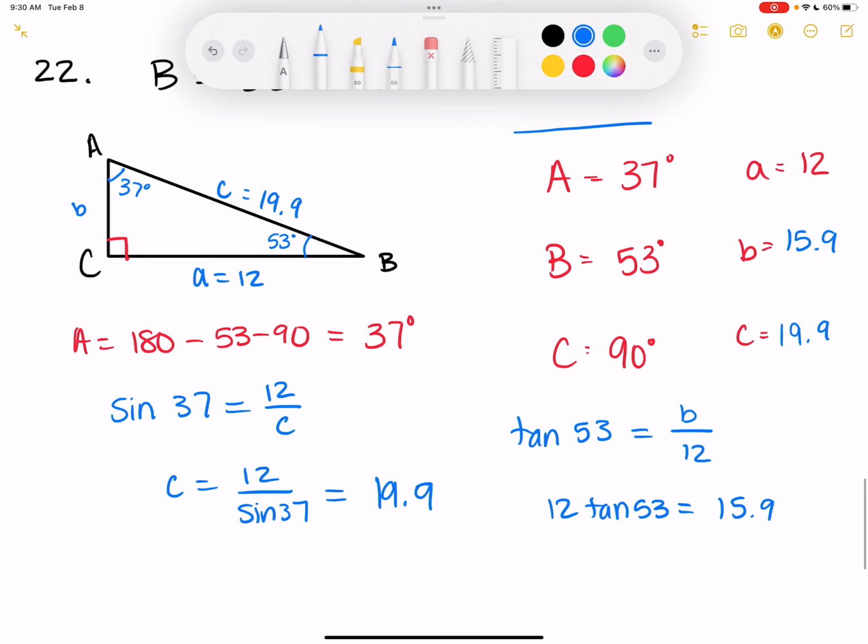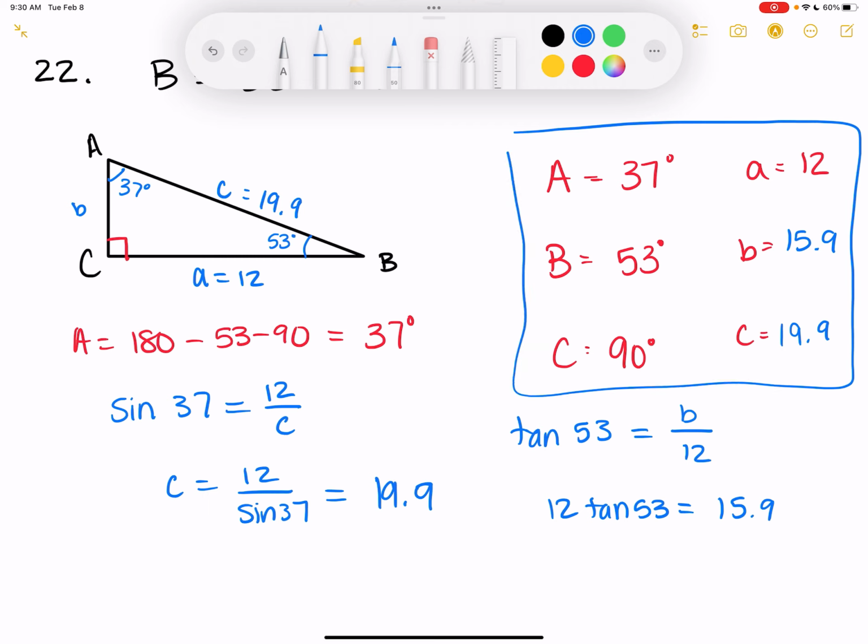Okay, so just like how we did with sine, cosine, and tangent, I want to see your answers listed off like this. Okay, all together. I don't care if you do side lengths and then angles, or if you do angles and sides. It doesn't really matter.